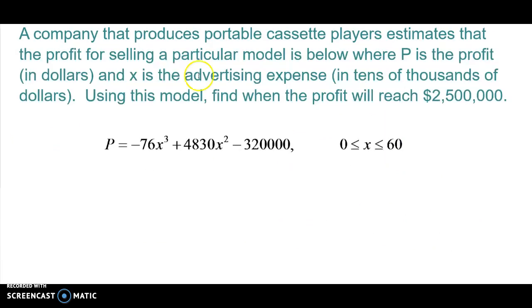Okay, it says a company that produces portable cassette players estimates that the profit for selling a particular model is below, where P is the profit in dollars and x is the advertising expense. We want to use this model that's given to find when the profit will reach $2,500,000. Notice that it did give us our domain already, which is really nice. So I'd like you to find when the profit will reach $2,500,000. So go ahead and put me on pause and we'll see how you did.